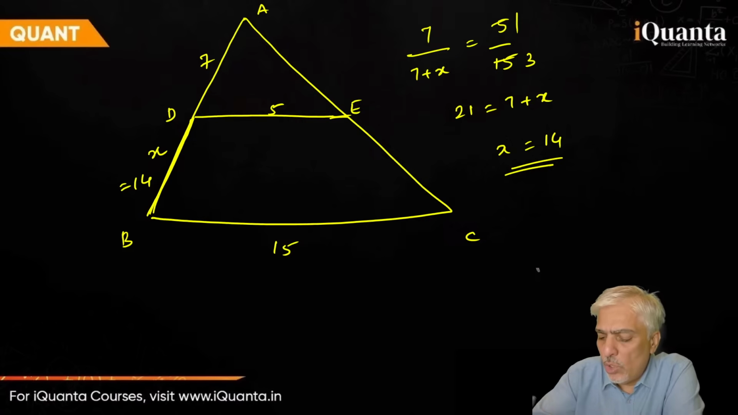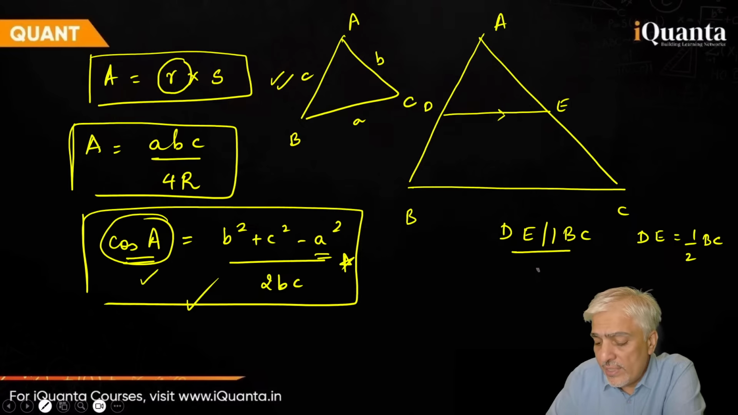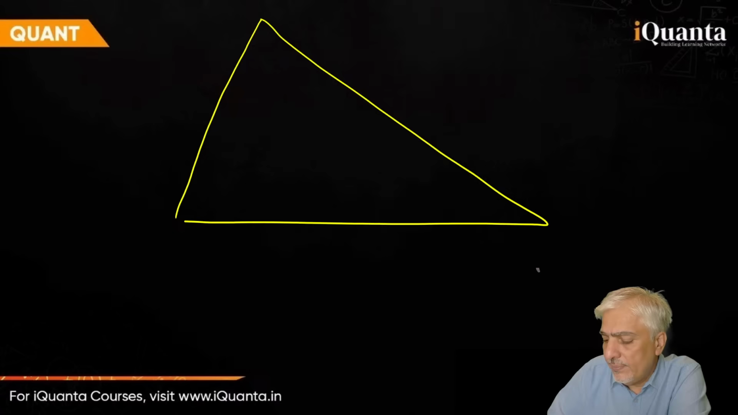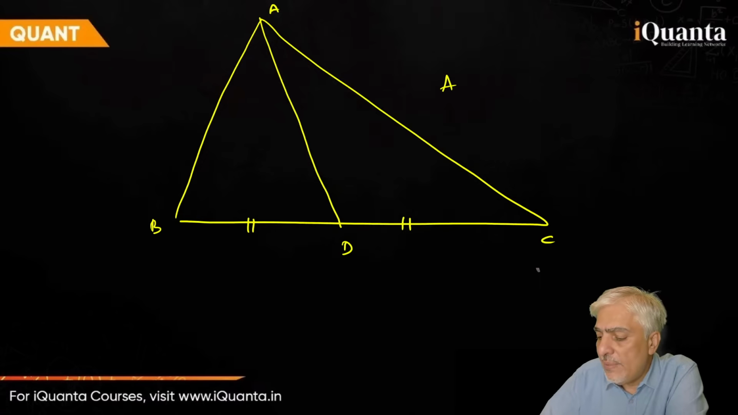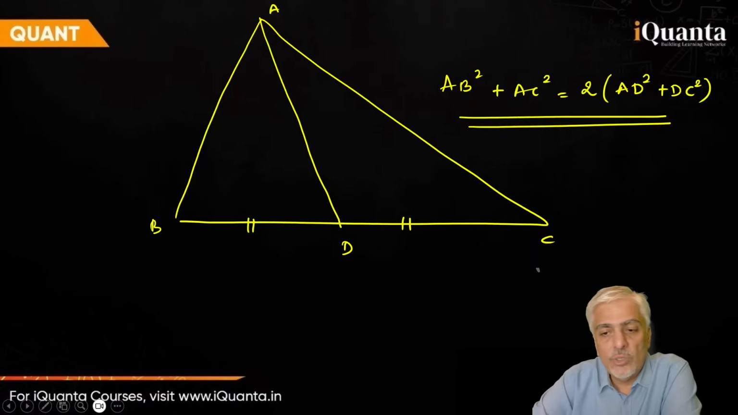Okay, next I would want to revise would be maybe Apollonius theorem. Do you remember? If you have any random triangle and say AD is a median, what is Apollonius theorem? It will be AB square plus AC square is 2 times AD square plus DC square. I've taken the 2 common. Obviously, instead of DC, you can also write BD. So that's Apollonius theorem.